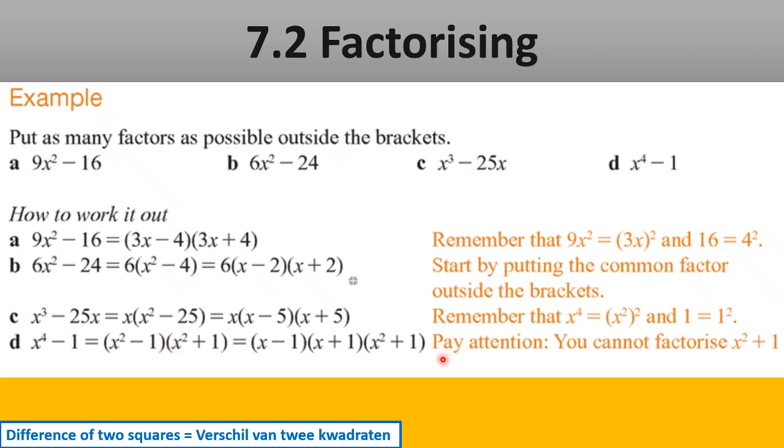And now the book says, pay attention, you cannot factorize x squared plus 1, because there's not a minus here. Try it. You cannot rewrite it to this kind of form. To do that, remember it's called the difference of two squares, so there must be a minus in that case. That was the case here, and that was the case here, but not here. So leave this like this. X minus 1 times x plus 1 times x squared plus 1.